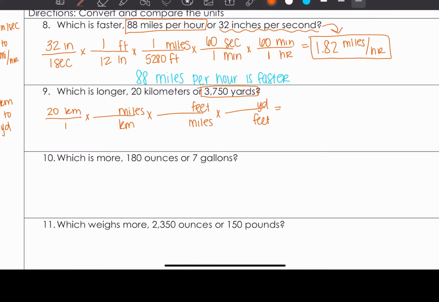1.61 kilometers is 1 mile. 5,280 feet is 1 mile. And 3 feet is in 1 yard. When we cancel our units, we're left with yards. Multiply it out, we get 21,863.35 yards. And that's the same thing as 20 kilometers. So 20 kilometers is longer.